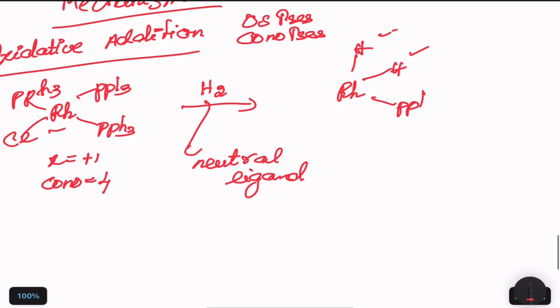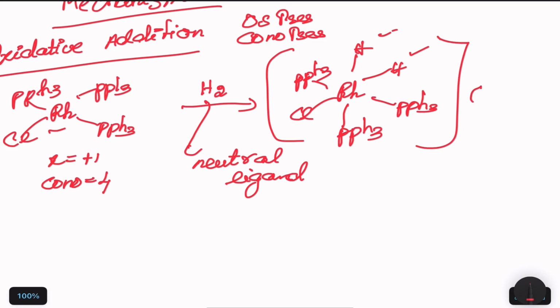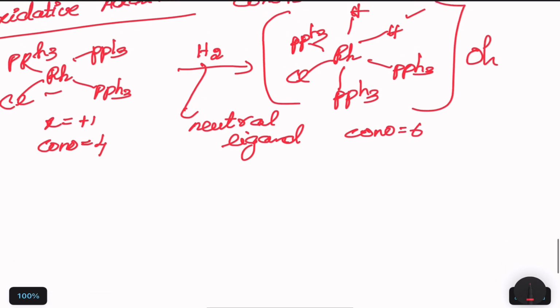Okay, hydrogen, and then PPh3, 1 chlorine is present, and then PPh3. So this is the new compound. This is having an octahedral structure. 6 ligands are attached. So the coordination number will be what? 6, because 6 ligands are directly attached.